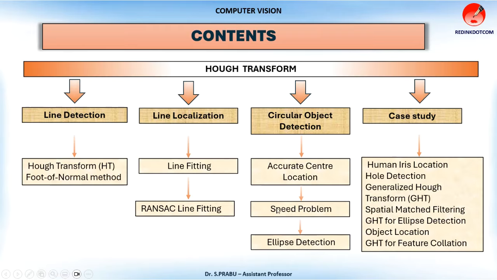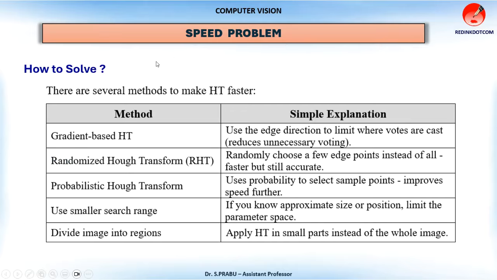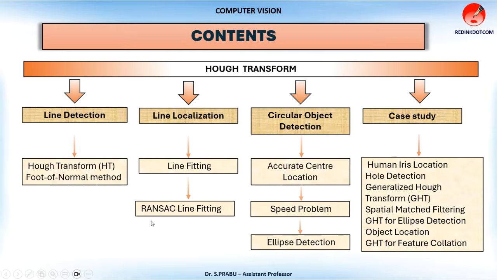Let's move to the next topic called speed problem. Speed problem is nothing but the execution time is more when more number of edge pixels are identified. This issue is called speed problem. To solve this, we are using different mechanisms for the Hough transform method to become faster. The next topic is called ellipse detection.